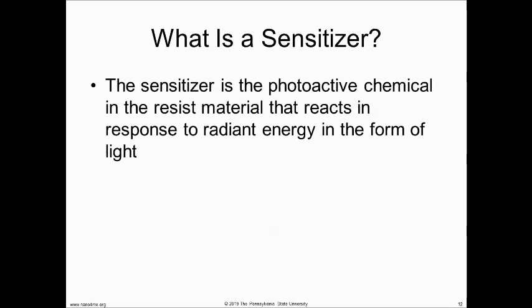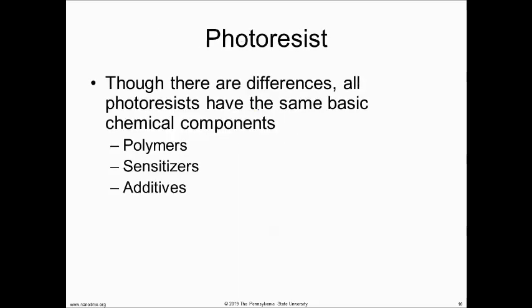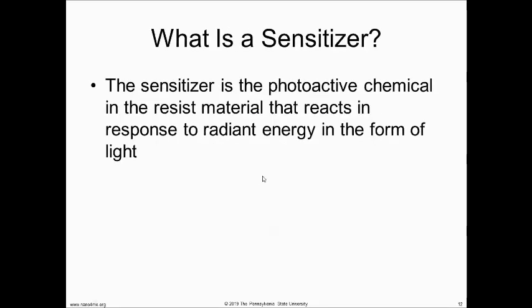So now it's easier to make things man-made because we have the knowledge to do that. So what's a sensitizer? Again, we're trying to go back to this and break these words down. The sensitizer is a photoactive chemical in a resist that reacts in response to radiant energy in the form of light. So we're going to tune my resist so that it actually absorbs the energy from a specific band. That would be a specific laser or a specific peak in maybe a lamp. Does everybody get that? So that's what we're going to do there.